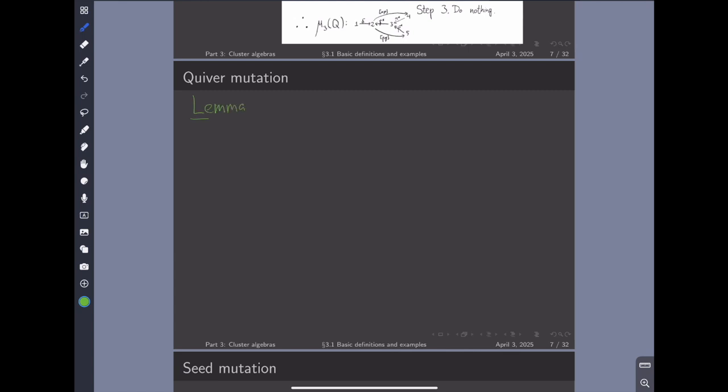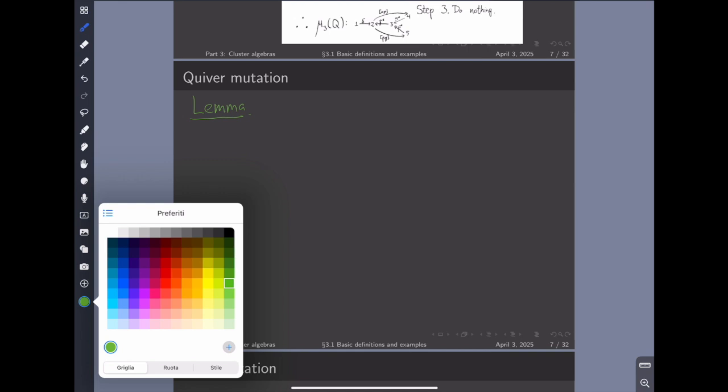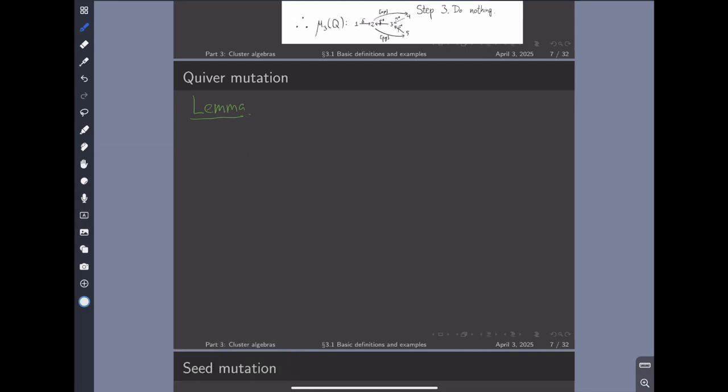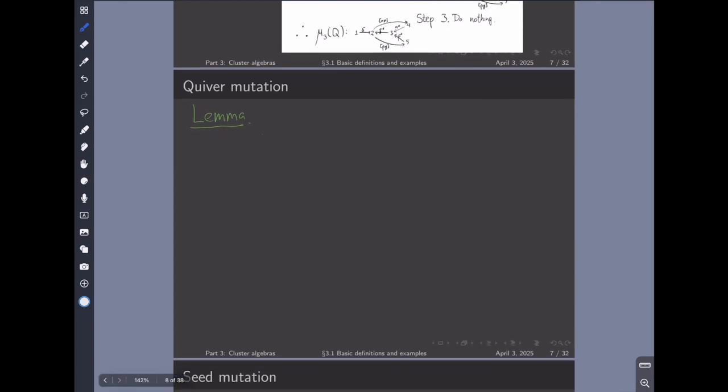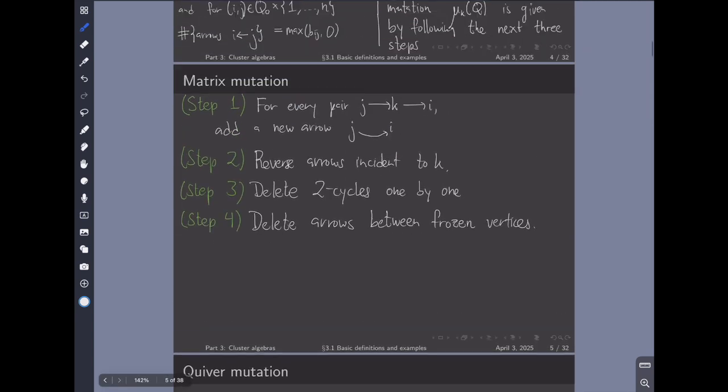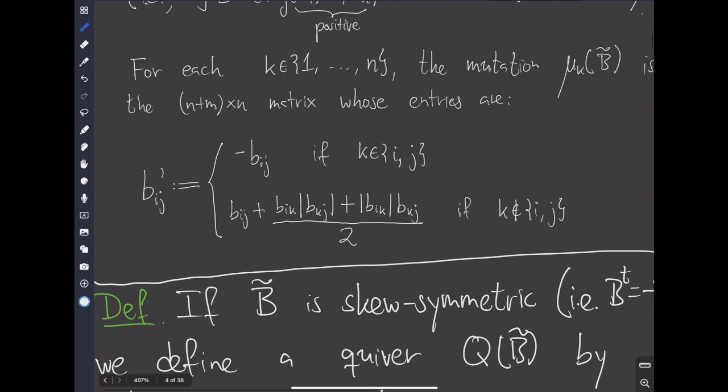And this is easier to visualize. One can try to visualize it combinatorially at the level of quivers, and it's a useful exercise. But the place where it becomes really obvious is for matrices. So mu k of mu k b tilde is b tilde, and this is really just taking this definition and applying mutation again to this definition, and then doing very basic algebra.